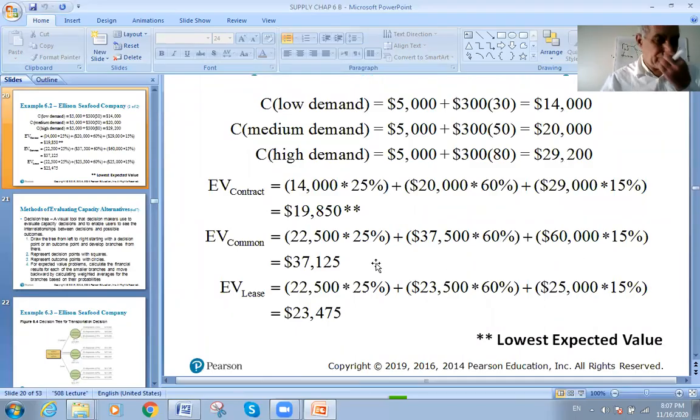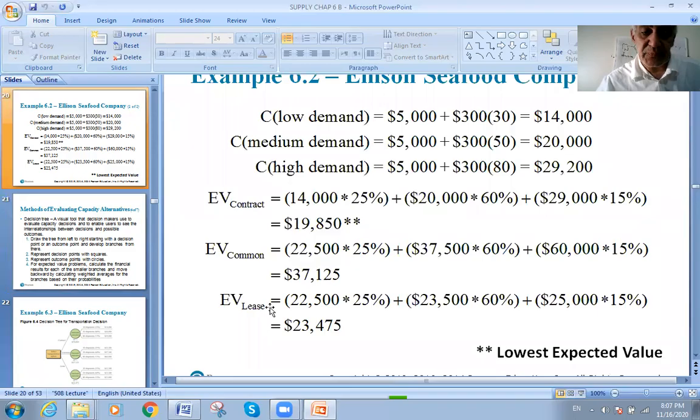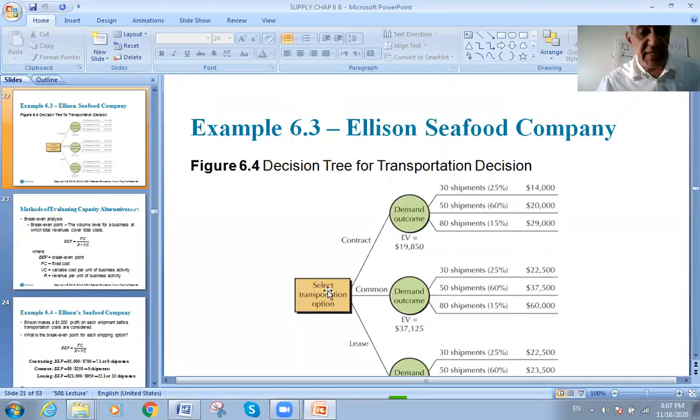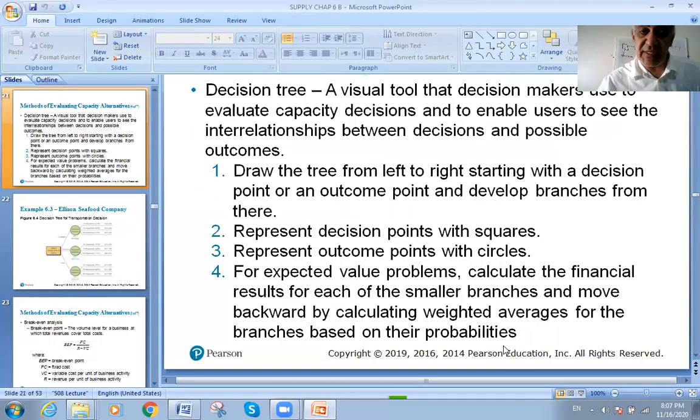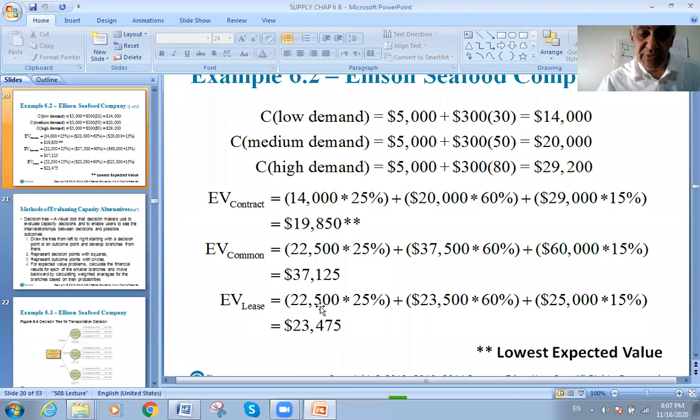Then the third is lease. If I lease, how much will the cost be? 22,500 times 25%, plus 23,500 times 60%, plus 25,000 times 15%. Here we go, the lease. That will give me 23,475.